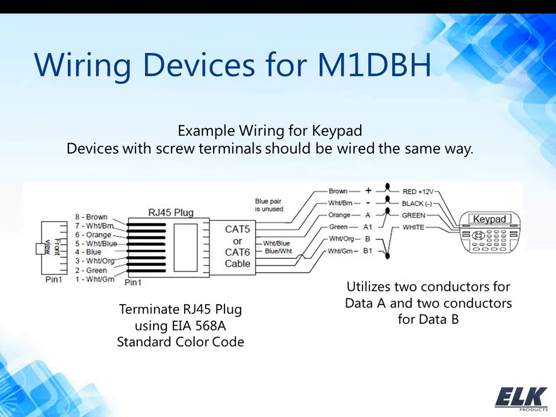So as you can see there, the orange and the green are both connected to the green wire off the keypad, or data A, and then the white orange and white green are connected to the white wire, which is your data B, and then we're using the brown pair for power on that. Again, that ties in with what we were saying before about calculating your runs as double, because the run is actually going to the device and then coming back to the control, and that's why we're using those 2 conductors. So that wiring applies to a keypad as shown, or even with the devices that have screw terminals like input expanders and output expanders, you're still going to wire it the same way.